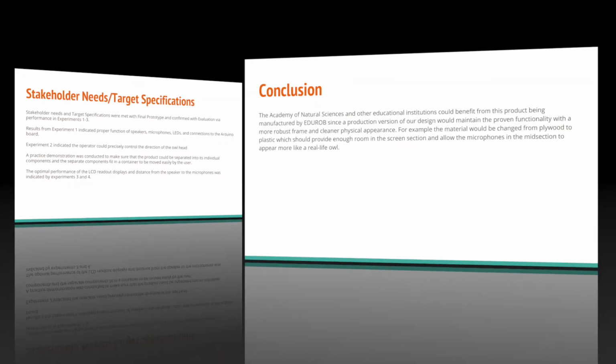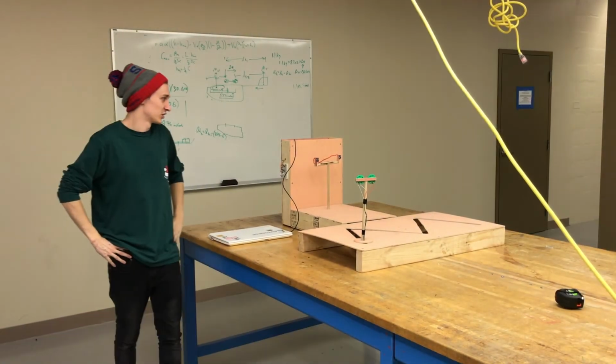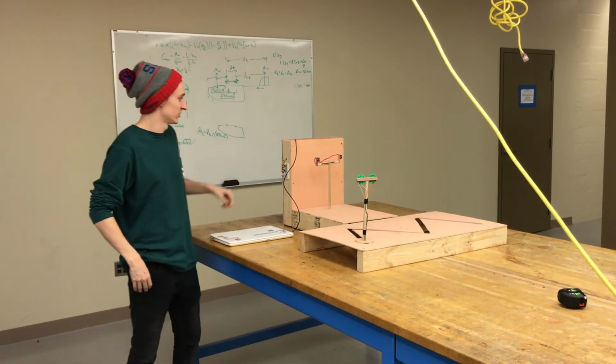The optimal performance of the LCD readout displays and distance from the speaker to the microphones was indicated in experiments 3 and 4. The Academy of Natural Sciences and other educational institutions could benefit from this product being manufactured by EduRob, since a production version of our design would maintain the proven functionality with a more robust frame and cleaner physical appearance. For example, the material would be changed from plywood to plastic, which would still provide enough room in the upright portion of the product and allow graphics on the front of the product to appear more lifelike, like a real-life owl.